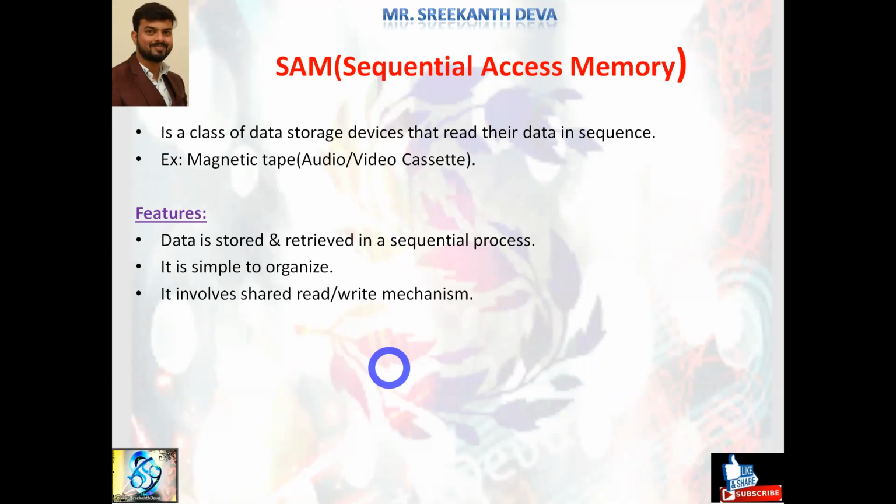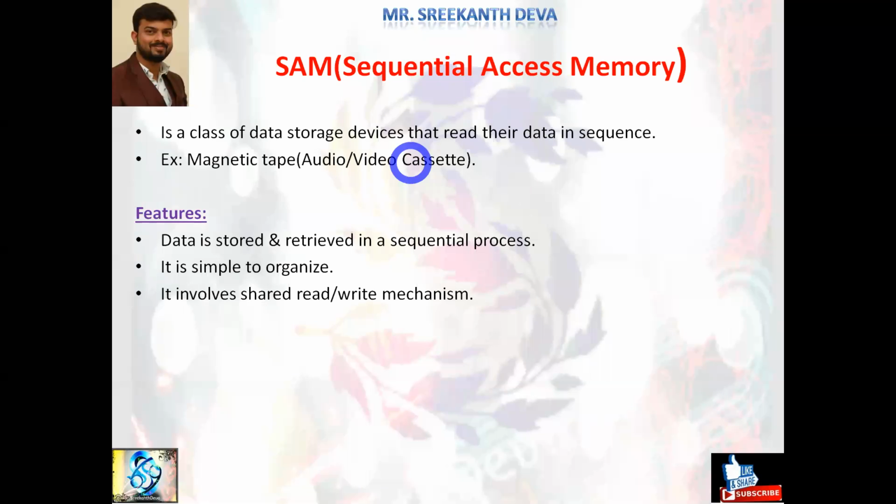In the primary memory we discussed RAM, random access memory. There the data is accessed in any order. But in the case of SAM, the data is accessed in a sequential manner. For that reason we call it sequential access memory or serial access memory. Best suitable examples are magnetic tape, like audio and video cassettes. These come under SAM. If I want to read it again, from the beginning only can we read it.